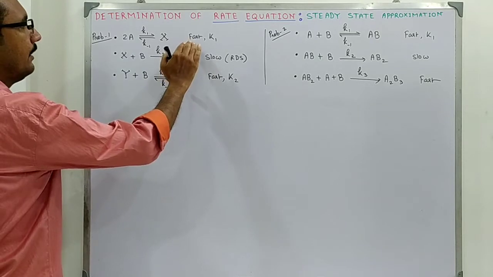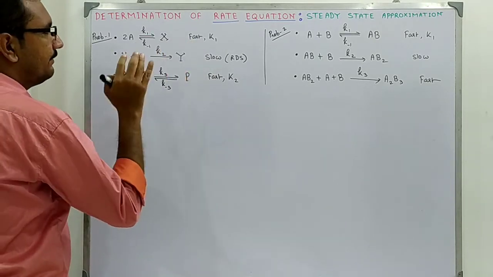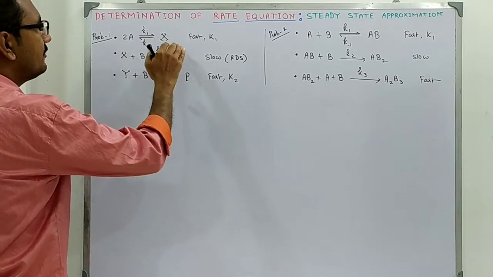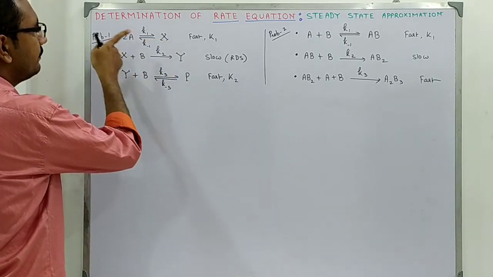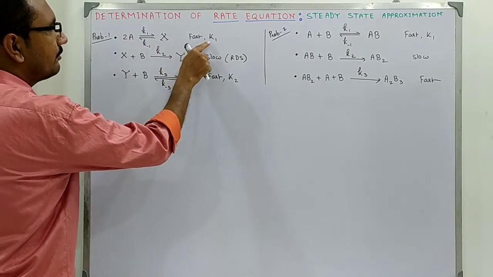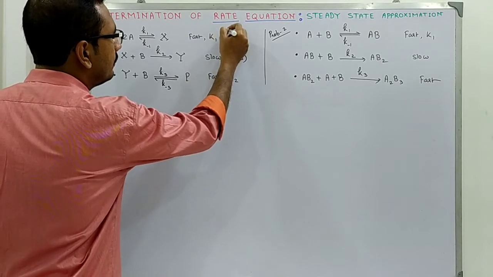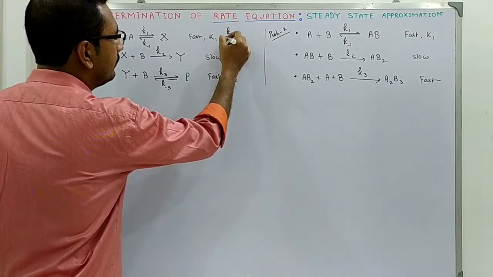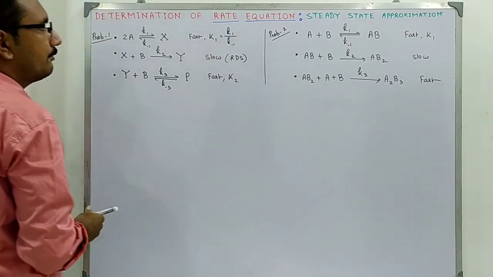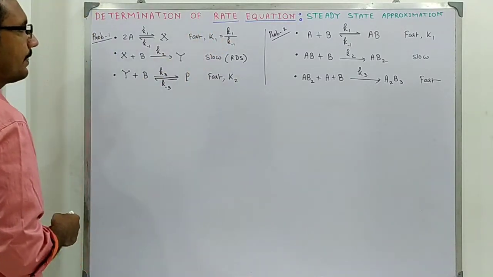Now, this first step means the equilibrium has been achieved very fast and it is characterized by the backward constant k minus 1, the forward constant k1. So, we will have an equilibrium constant K1 which will be given by k1 by k minus 1, that is forward rate constant by the backward rate constant.